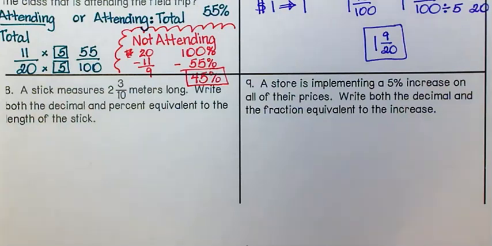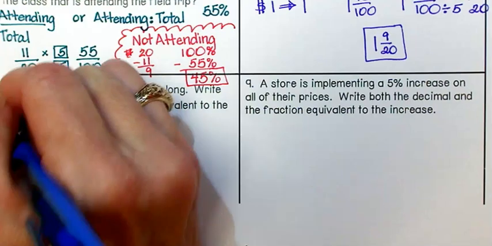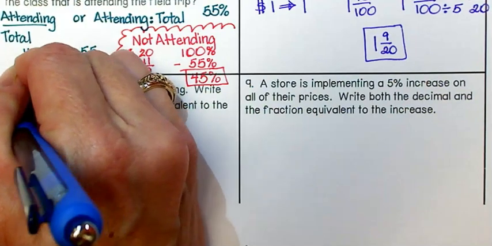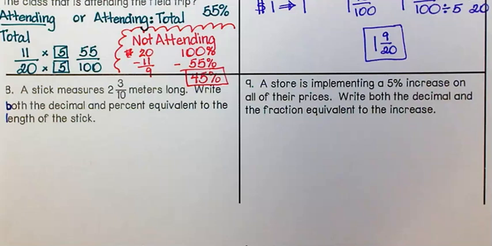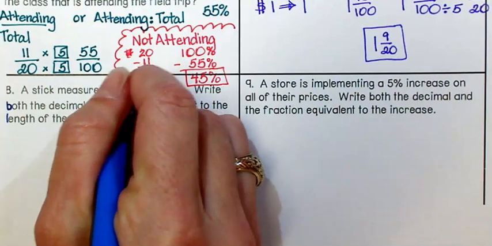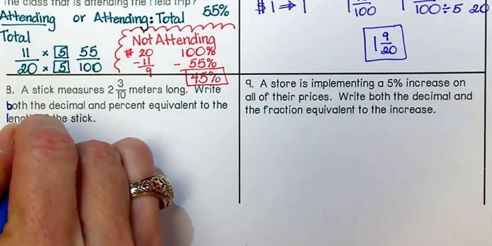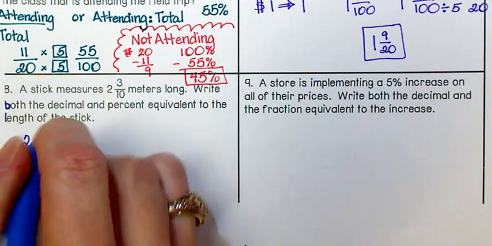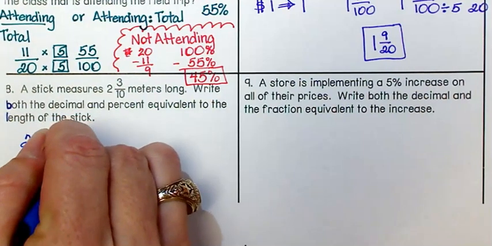All right, number 8 says, a stick measures 2 3/10 of a centimeter long. Write both the decimal and percent equivalent to the length of the stick. Okay, so this is cut off just a little bit. All right. So 2 3/10. Well, first of all, I'm going to take that fraction. So 2 is my whole number, so I'm just going to leave it. But I'm going to deal with the 3/10.